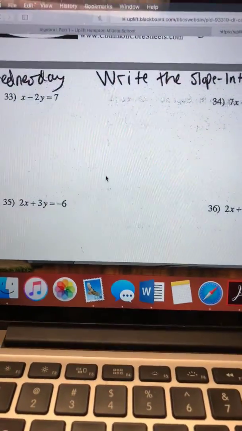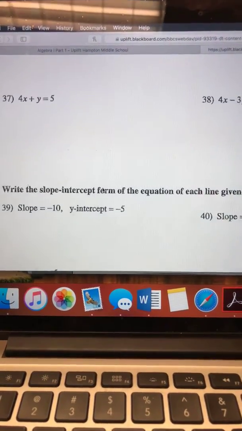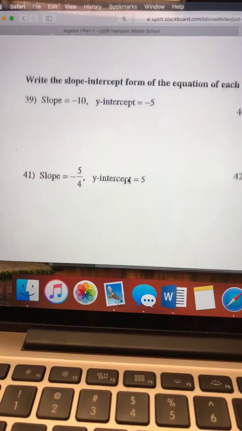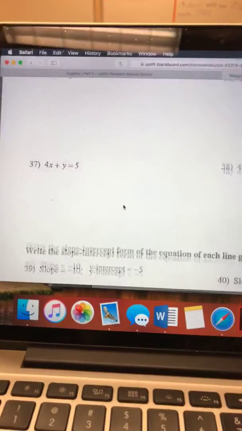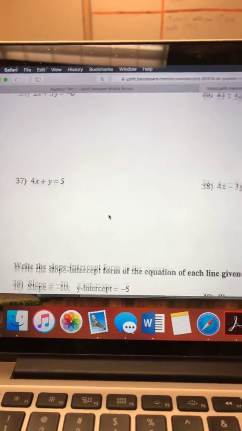Good. Go ahead and try 34, 35, 36, 37, and 38 with a partner. Teachers, probably give them about 5 minutes to do that.